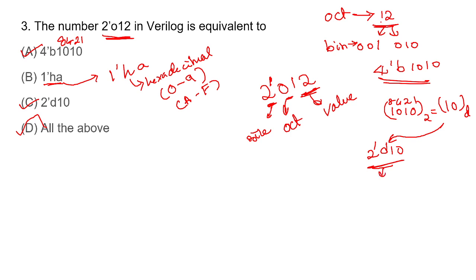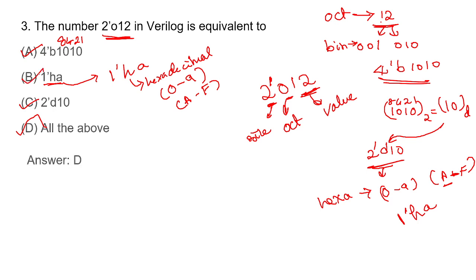To represent 10 in hexadecimal format, we have digits from 0 to 9 and then A to F. So to represent 10, we will have the letter A, and H for hexa. 1 digit represents this 10. So B is also a correct option. So all of the above.